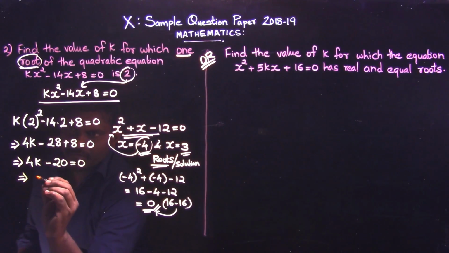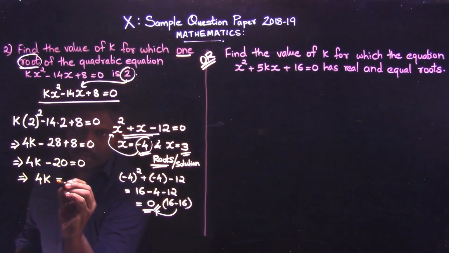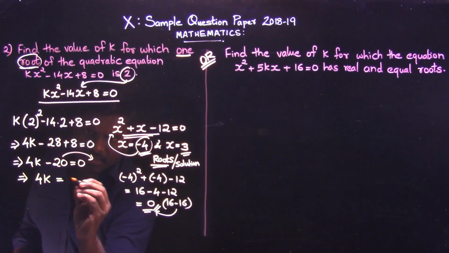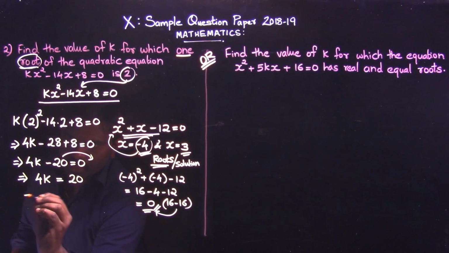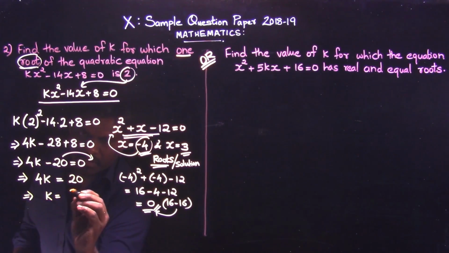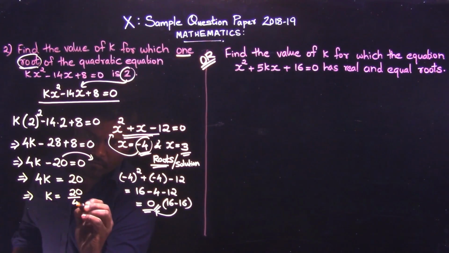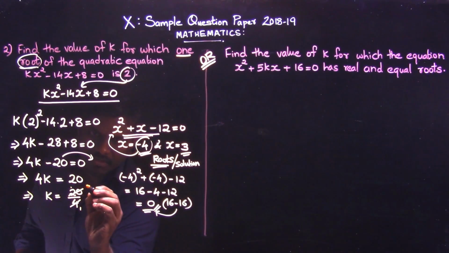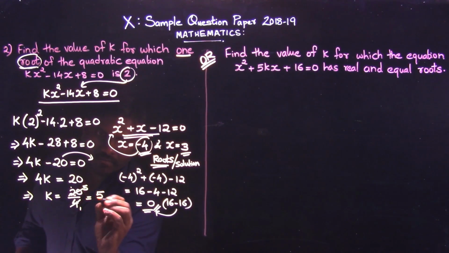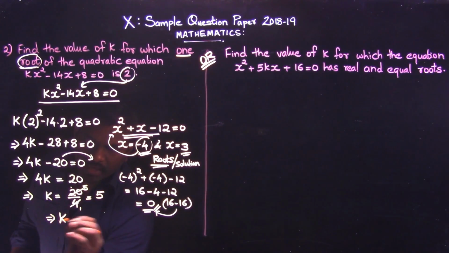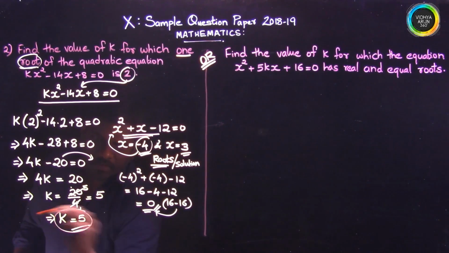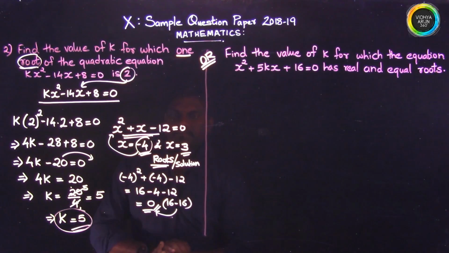In order to find the value of k, you need to keep the variable on one side and bring the constant to the other side. The minus 20 will be plus 20, and then the value of k is going to be 20 divided by 4. The 4 will come down, isn't it? Then how many times does 4 go into 20? It's going to be 5. So the value of k is going to be how much? 5. So I got 5. Clear? So this is how you find the value of k.